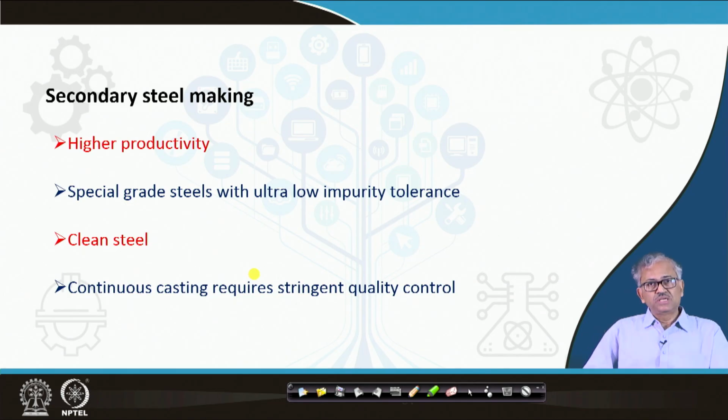So these are basically the reasons which have given rise to secondary steel making, because in primary steel making you cannot do this. You cannot make a clean steel, a steel with very little impurity, suitable for continuous casting. It is very difficult, and you have to take the help of secondary processing of steel in the ladle, that is called secondary steel making.